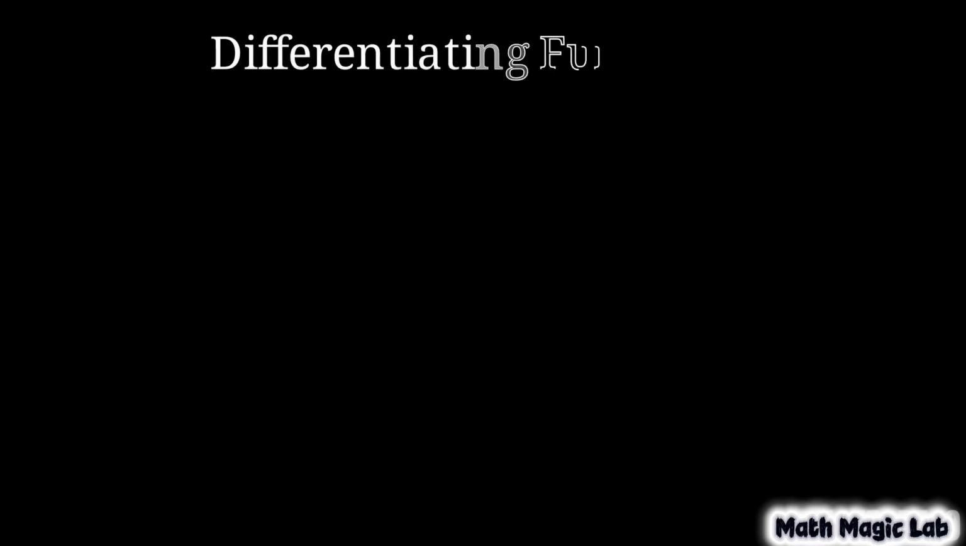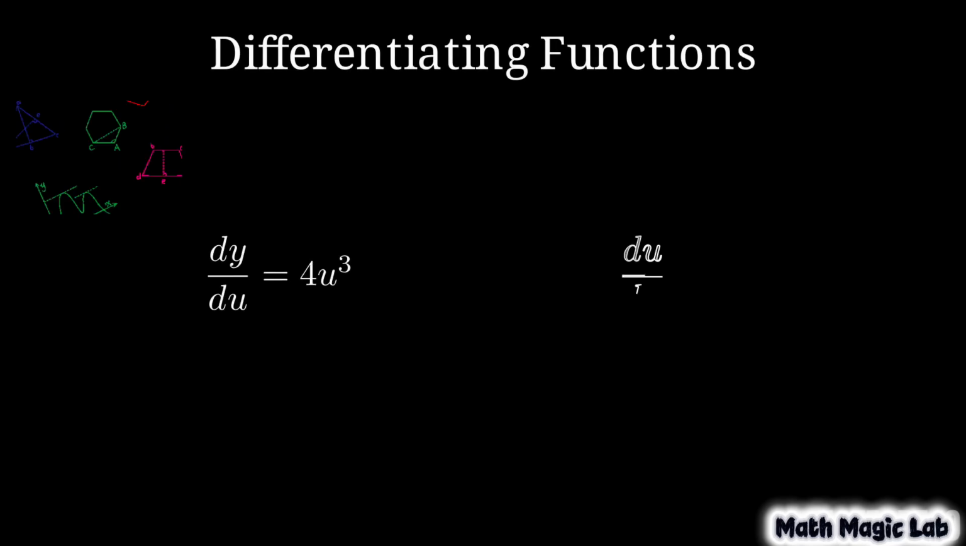Now, we differentiate each part. For the outside, we bring the power of 4 to the front and drop the exponent by 1, giving us 4u cubed. For the inside, the derivative of 3x squared plus 5 is simply 6x. We now have our 2 magic numbers. One for the outside, one for the inside.